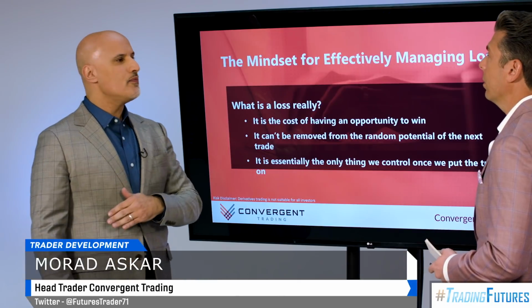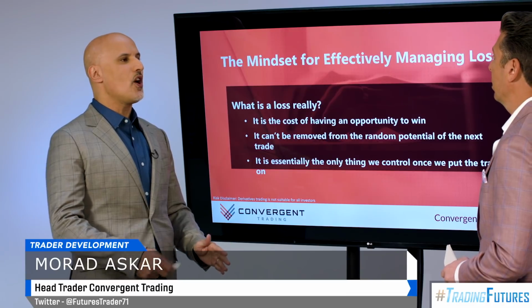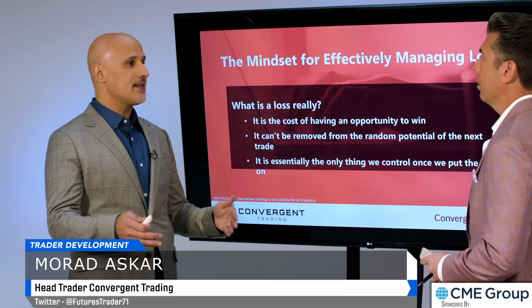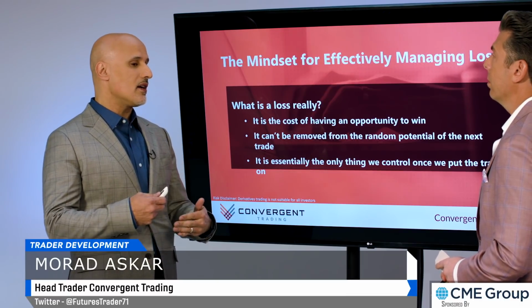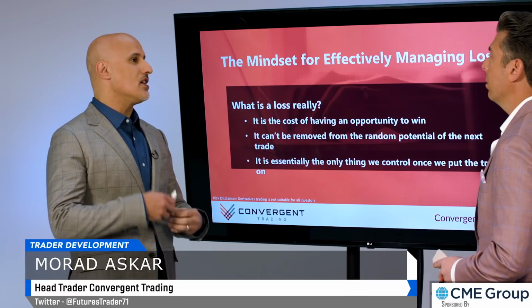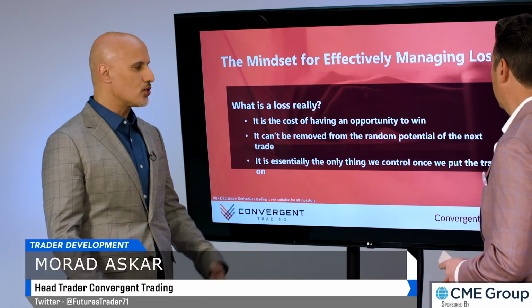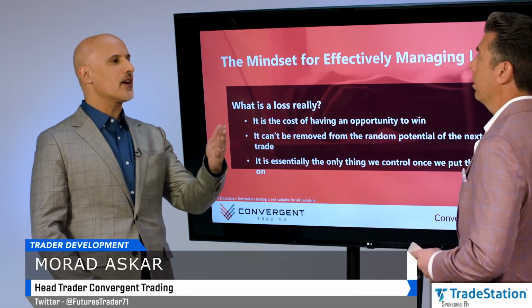It cannot be removed from your data set. There is no such thing as a 100% winning system. Losses are randomly distributed within your data set, and we don't know if this next trade is going to be a loss or a win. And so our objective is to take as many trades as we can and minimize the loss and maximize the gain. It is essentially the only thing we can control once we put on the trade. So if you put on the trade, you can't control if the market gives you the target.